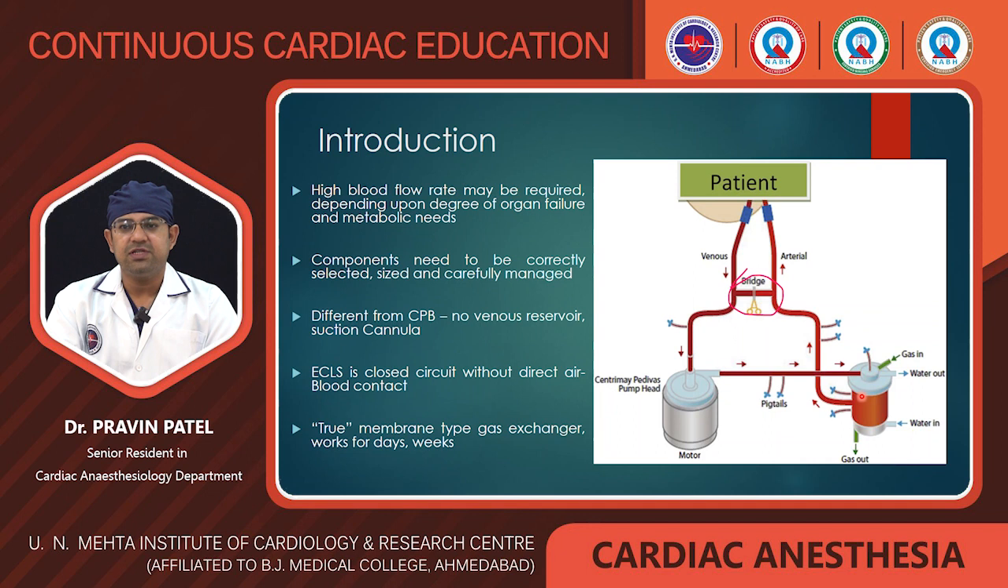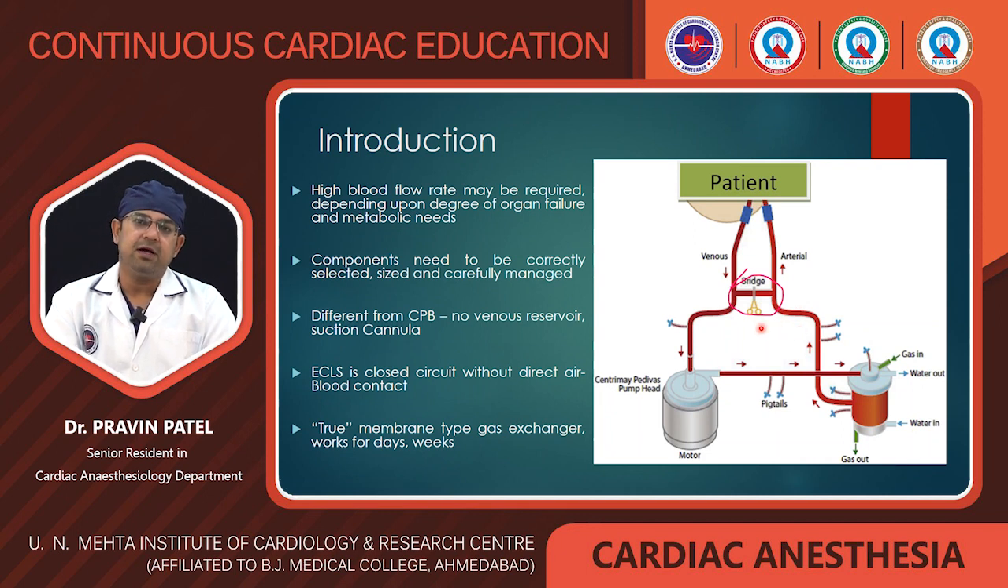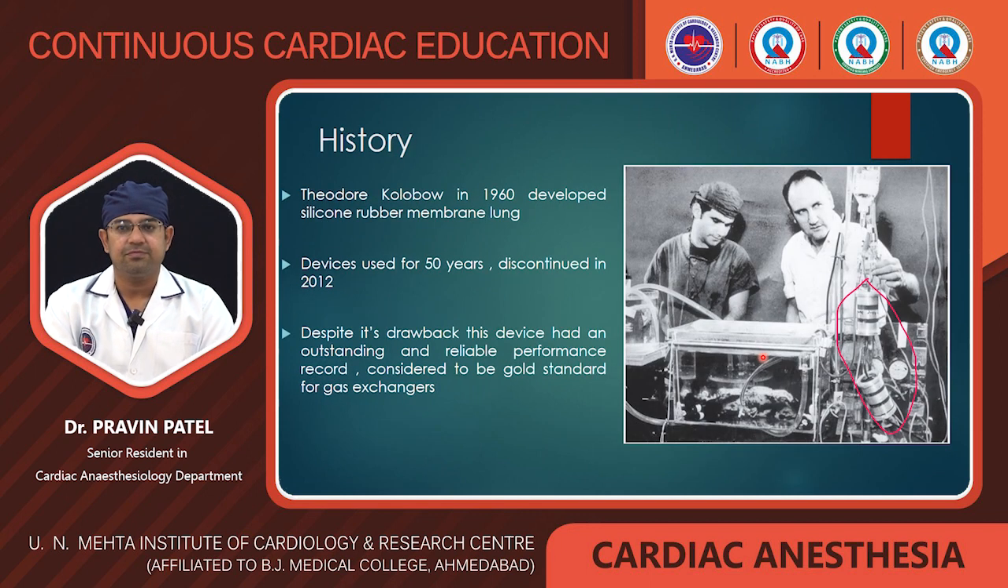Then comes the oxygenator. The oxygenator is nothing but the true membrane, and there are various types of gas exchangers available, which we use daily. Depending upon the type of oxygenator, it works for days or weeks. Polypropylene works for 6 to 7 hours, and the one which we are using daily in ECMO is polymethyl pentane, which works for 30 days.